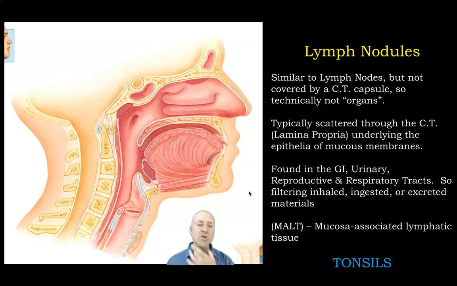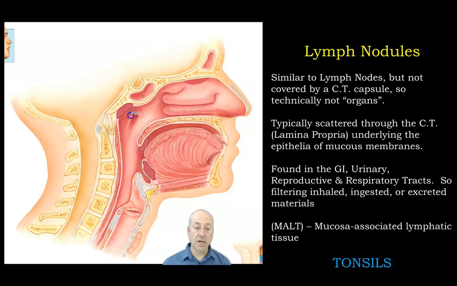Where are you going to find those mucosal linings? Lining the GI tract, lining the urinary tract, lining the respiratory tract, the reproductive tract. And sitting in there are going to be all these MALT, mucosa-associated lymphatic tissue. Collections of exactly what you see in the lymph nodes. So collections of T cells and B cells inside a mesh. But they're not as clearly wrapped as a lymph node in an organ. They're more diffuse. The tonsils are a really good example of this and where we've seen it before.